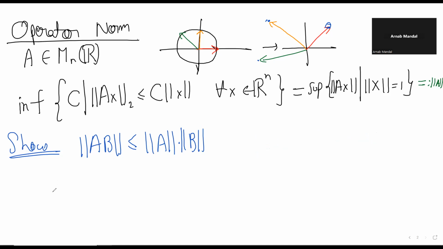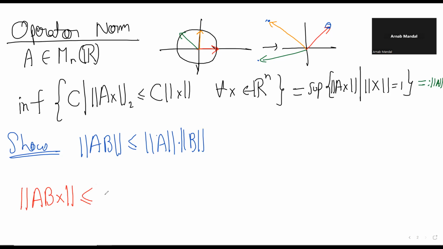You want to say that the norm of this thing is less than the norm of this times the norm of this, using this definition. This definition may be a little uncomfortable to work with for you, but soon it will be fine. So let's take AB and take any x, and consider this norm.